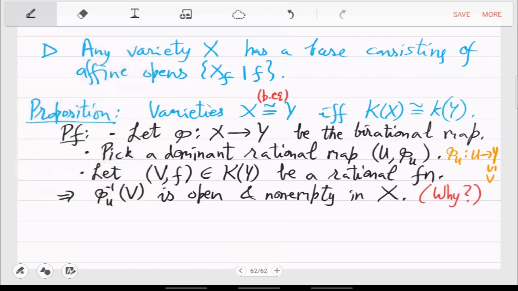Once you have this, you are almost done because now from the RHS you have moved to the LHS over X. So you have this open set in the pre-image. It's non-empty, and on that you can pull back f. So the pullback of f will just be composition, like we sketched in the definition of morphism. So phi_U inverse of V, comma, f of phi_U. This is a rational function.